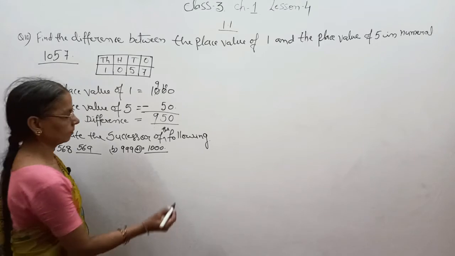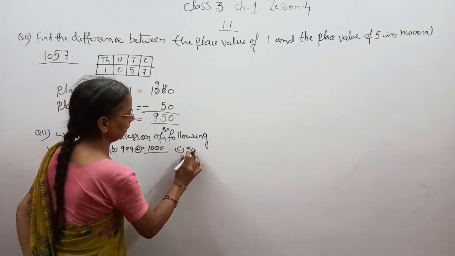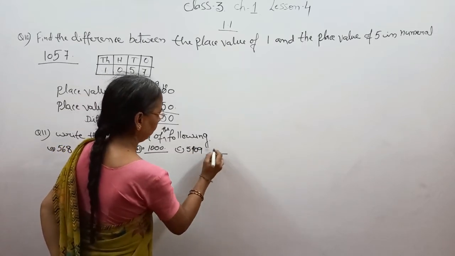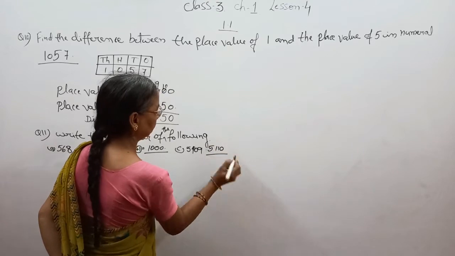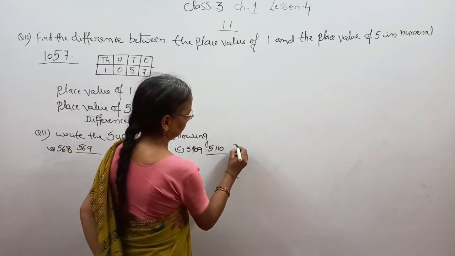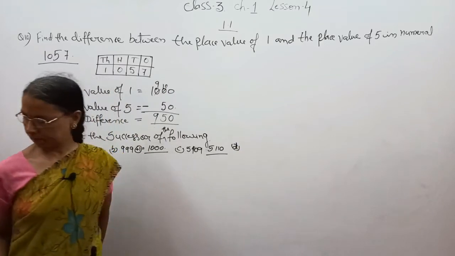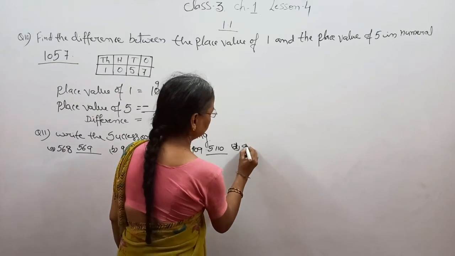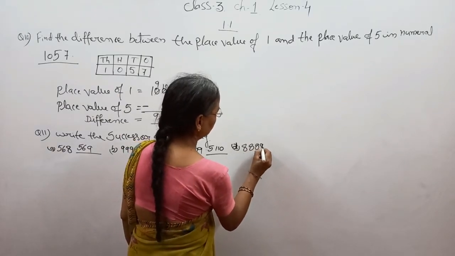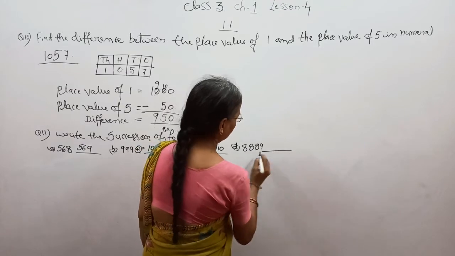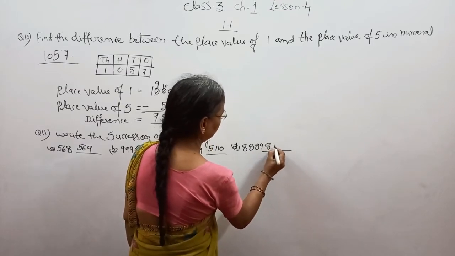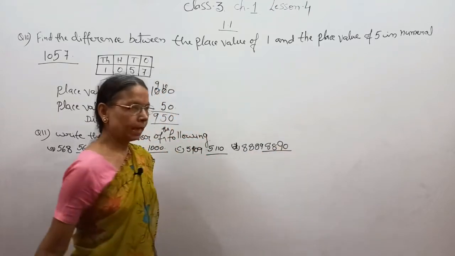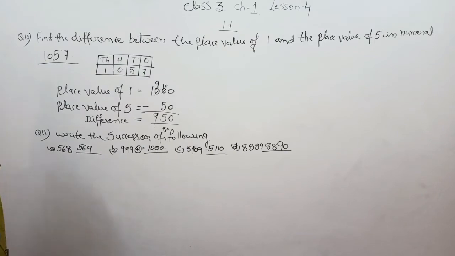And next, 5109. It means it is 5110. Likewise, the fourth one, 8889. After this number we have 8890. After 89 it will be 90. Like this we have to write the successor of the given numbers.